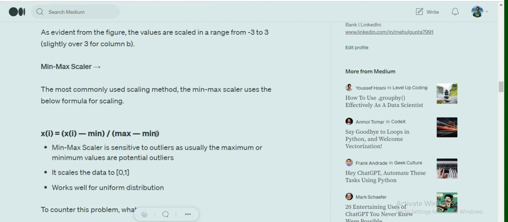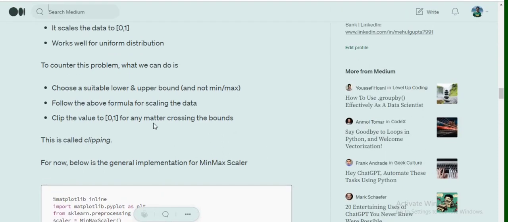So min-max scaler, as you would have guessed, is sensitive to outliers because it is using the minimum and maximum values of the numerical feature, and mostly these are outliers in a real world data set. Also, another point to note about min-max scaler is that it scales values to a range of 0 to 1, and it works pretty well with uniform data distributions.